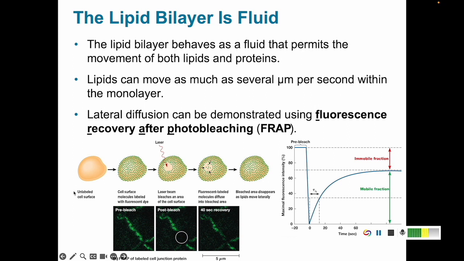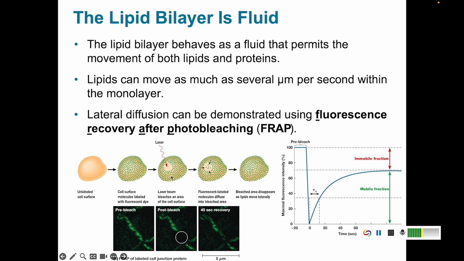So you start off with the cell membrane. It's unlabeled, and you're going to stick a fluorescent dye all over it. So all of those molecules on the surface of the cell are now labeled. They're going to fluoresce. Here they're labeled, they show green. Here they're looking at a specific protein in the junctions of cells, so you can see it at these cell edges. Then they shine a laser beam, which is doing the photobleaching. It's going to bleach out a patch of those molecules, so you end up with a bleached out spot.